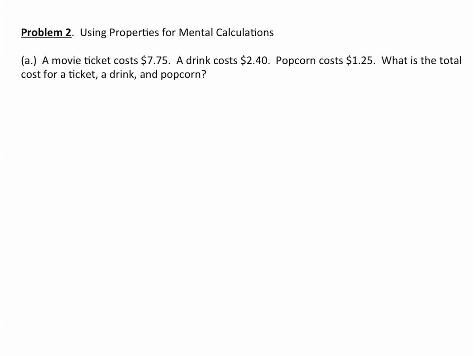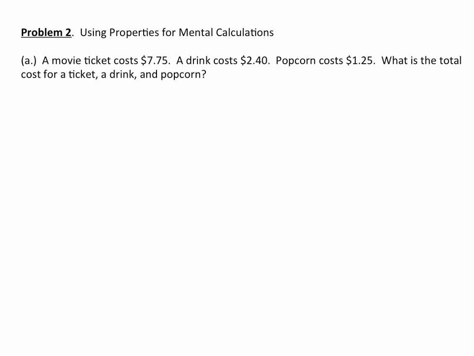So here we go. Problem 2, using properties for mental calculation. A movie ticket costs $7.75, a drink costs $2.40, and popcorn costs $1.25. That would be great if the popcorn only cost $1.25, wouldn't it? What is the total cost for a ticket, a drink, and the popcorn?